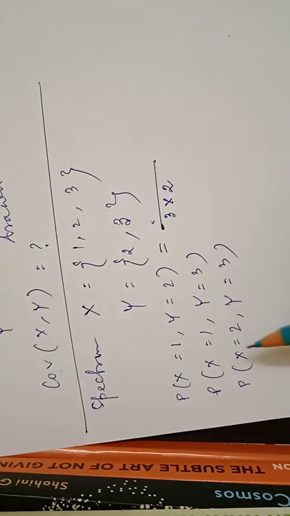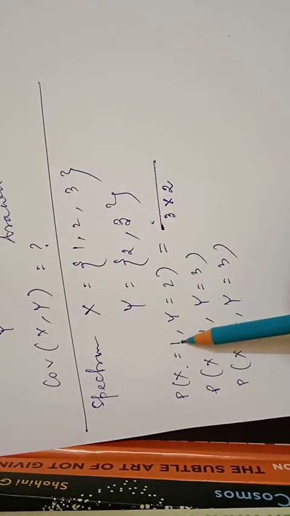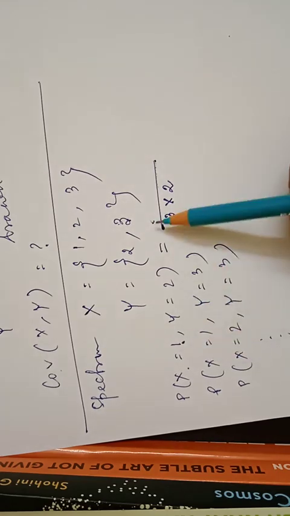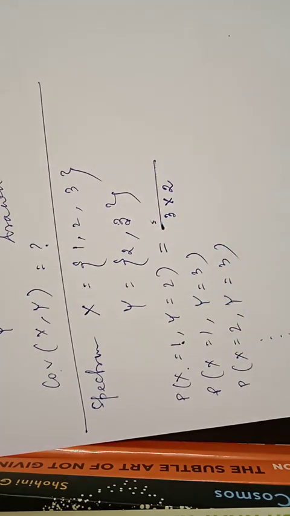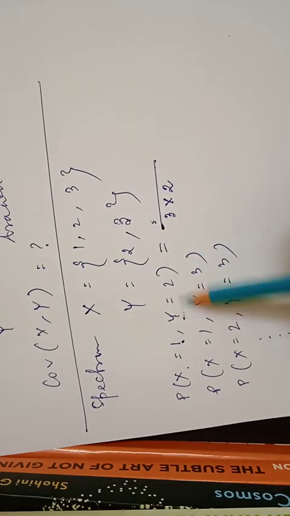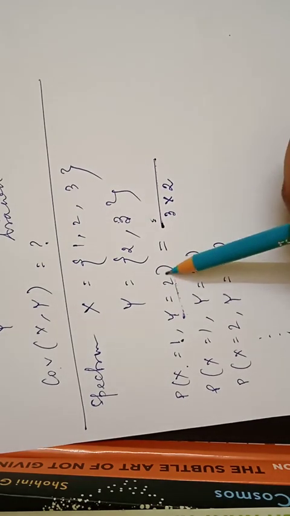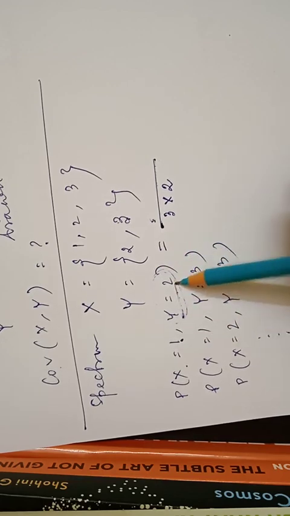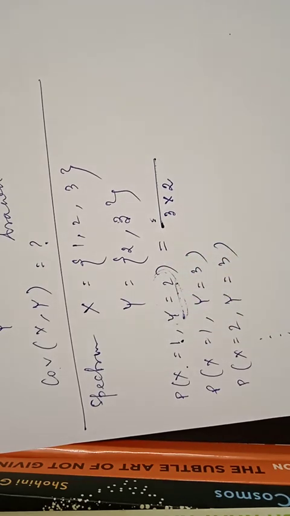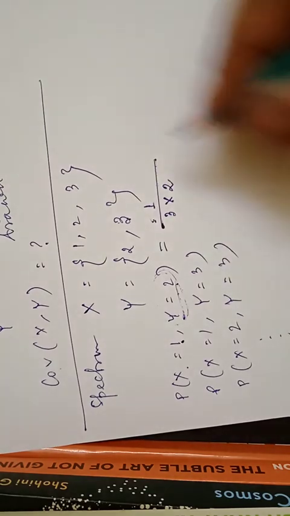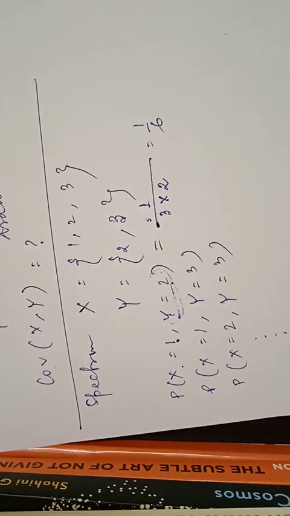Now check the numerator. X equals 1 means the number on the first ball must be 1, so it can be done in only one way. Now the larger of the two numbers is 2, that is Y equals 2. The first ball is already 1, so to make the maximum 2, the second ball must be 2. So only one possibility arises, that is 1. So 1 by 6. Similarly, all the probabilities can be calculated.